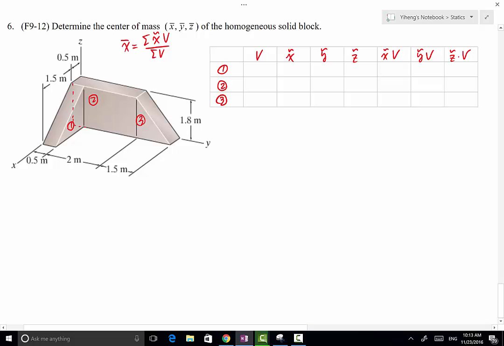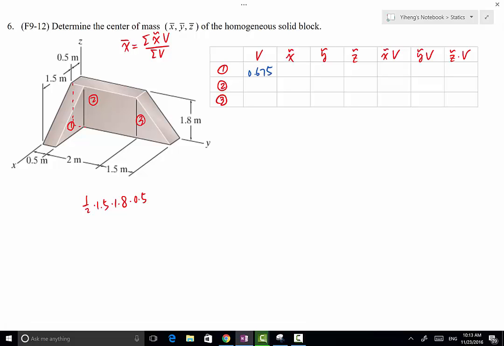So for the first triangular block, its area, this triangular area, is 1/2 times 1.5 times height 1.8, with a width of 0.5. So if you do the calculation, its volume is 0.675. I use a different color. And the unit is meter cube.